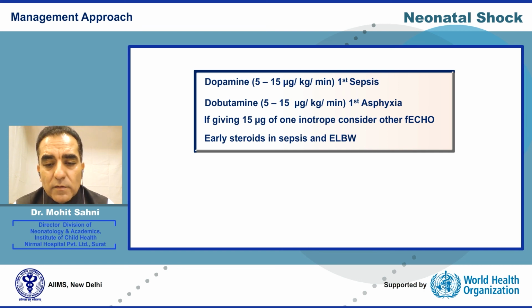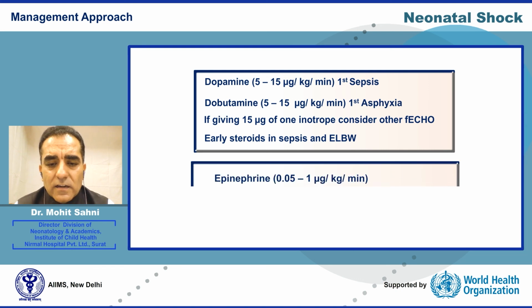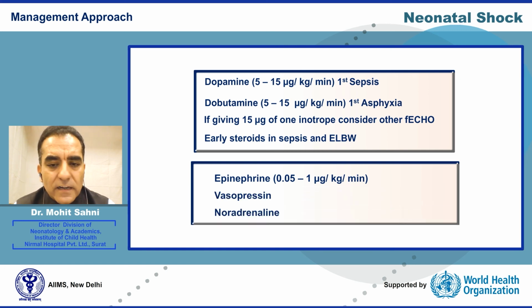In ELBW babies, because they are catecholamine depleted, give early steroids. If you are adding other inotropes, start with the steroids. There is good evidence nowadays to start early epinephrine, at a dose of 0.05 to 1 mics per kg per minute. In pediatrics and adults, they use quite a lot of noradrenaline and vasopressin, but that is not sufficient for newborns. But vasopressin is being used in shock, especially in babies with hypoxia and PPHN.